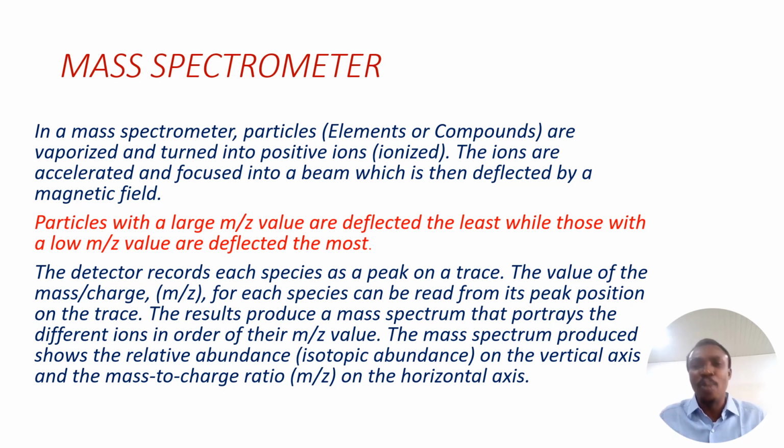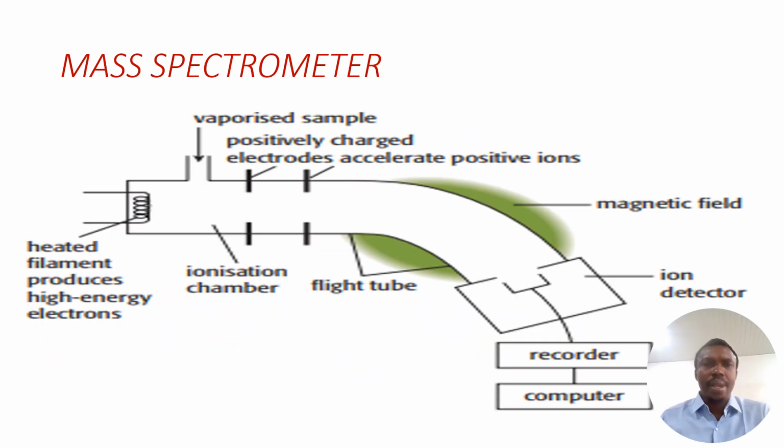You are still going to do more of it in your A2. So this is just what you ought to know when it comes to mass spectrometry as an analytical technique, which involves the use of a mass spectrometer. As you can see, this is a diagrammatic representation of the mass spectrometer, showing you different components, different parts of the mass spectrometer.